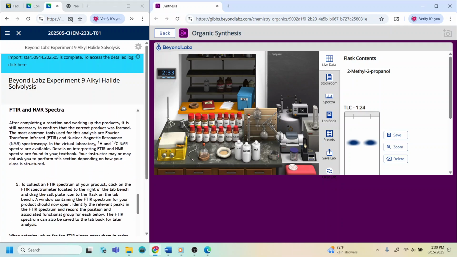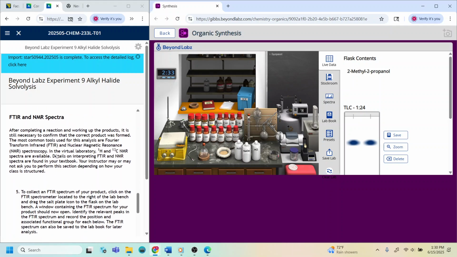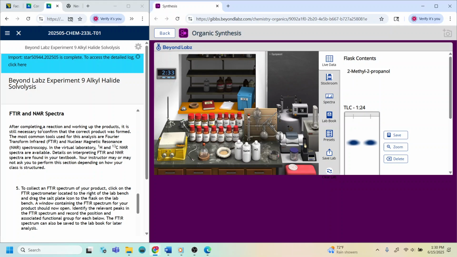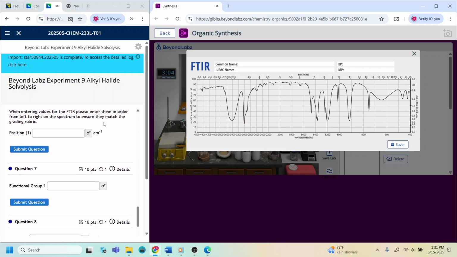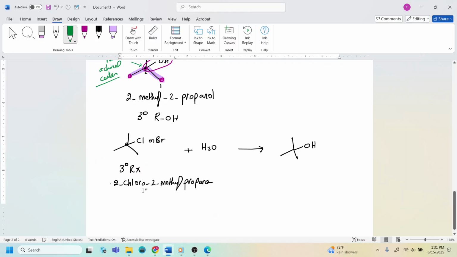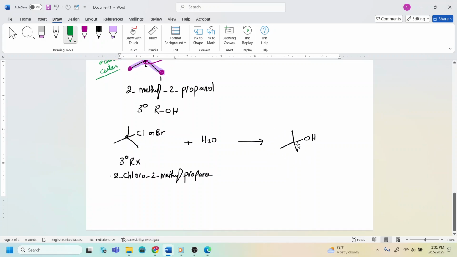I want everybody to submit their mechanism for the experiment, and then we have spectroscopy data to answer over here. So we do have the IR spectra, and this is the proton NMR spectra. So we can take that IR, this is the IR disk in there, and we can bring it to the flask. And then immediately we're going to see an FTIR spectrum popping up. So here you go. We're going to read the FTIR spectrum from the left to the right. And we already know our product in this case.